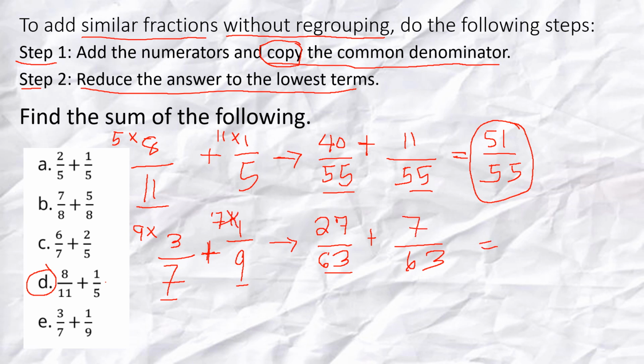Let us now add, since we now have the same denominator. 27 plus 7 is 34. So 34 over 63. 34 over 63 is already in the lowest term, so therefore it's your final answer. So that is how we add similar fractions and dissimilar fractions without regrouping.